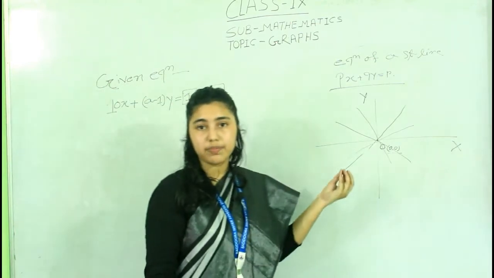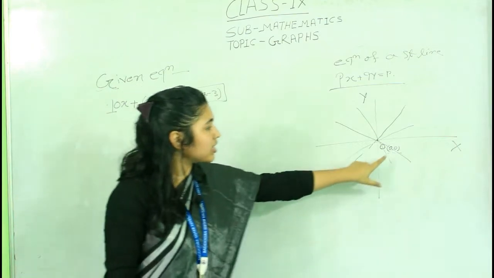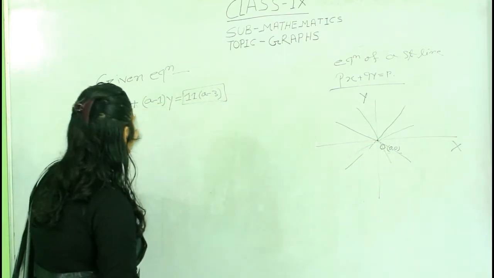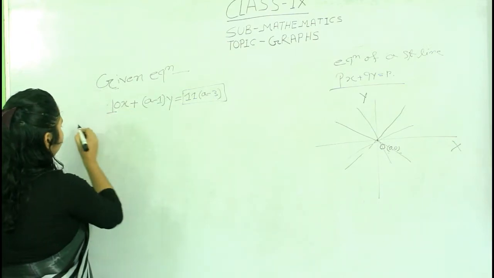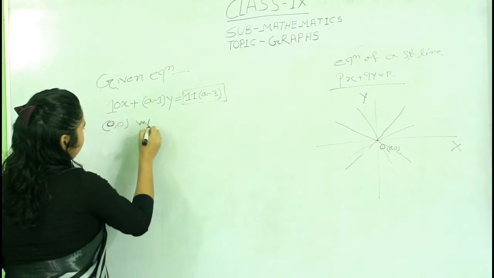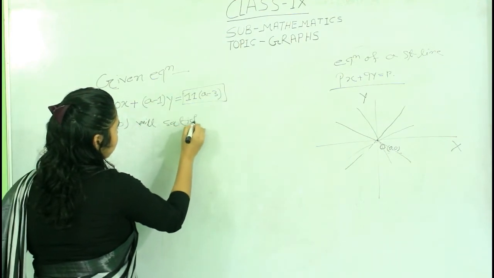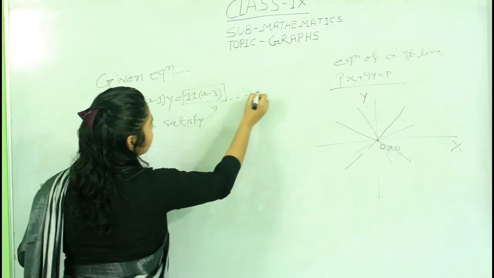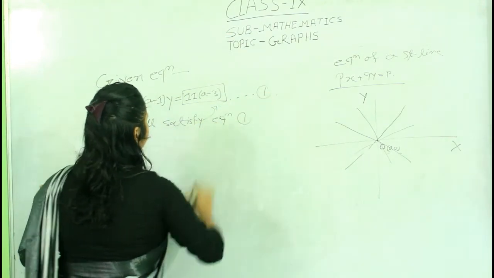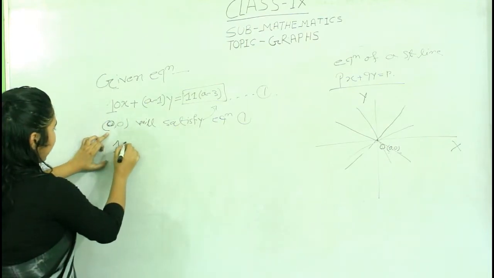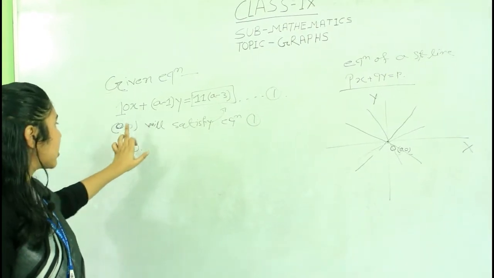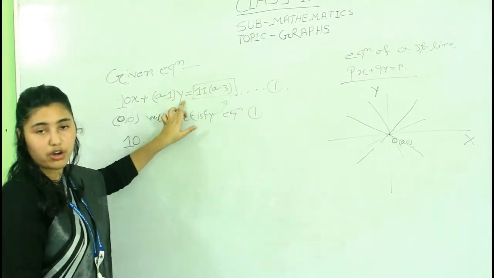So a straight line passes through the origin means this point (0, 0) will satisfy this equation. Suppose this is equation number 1. So it satisfies equation 1. Now, satisfy means we have to put the x coordinate 0 in place of x and the y coordinate 0 in place of y.